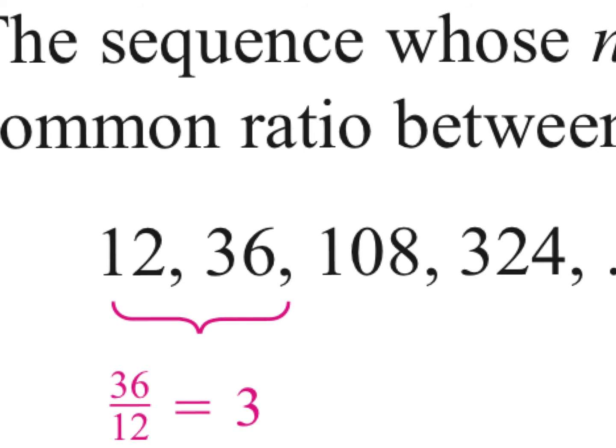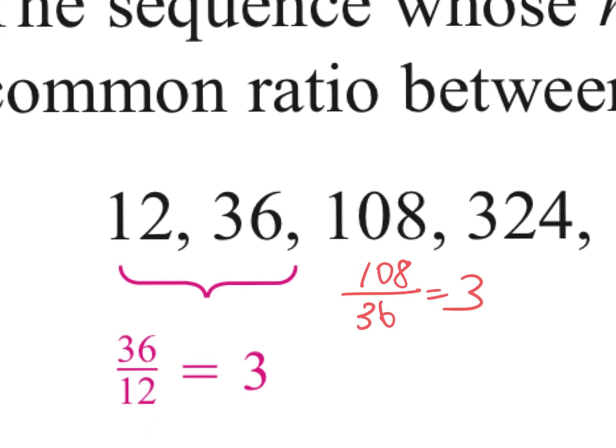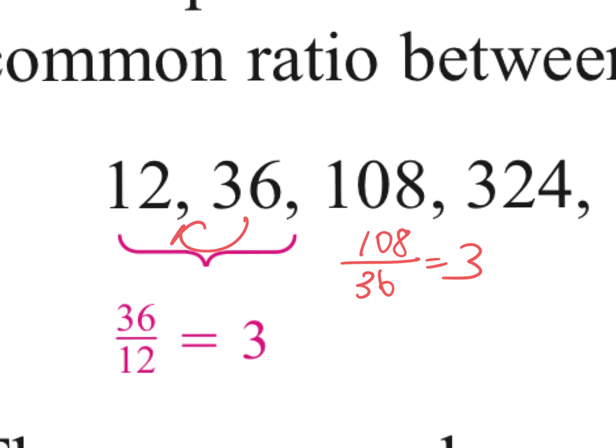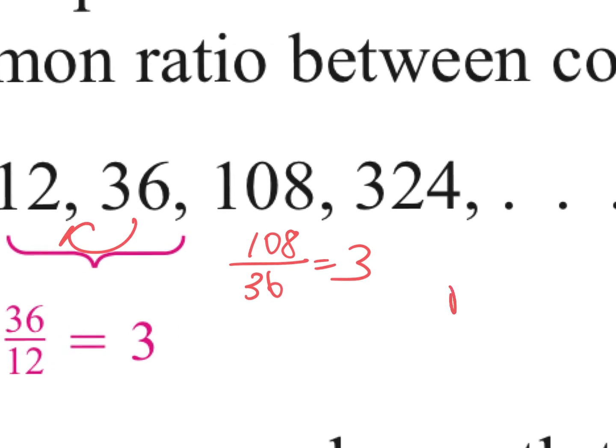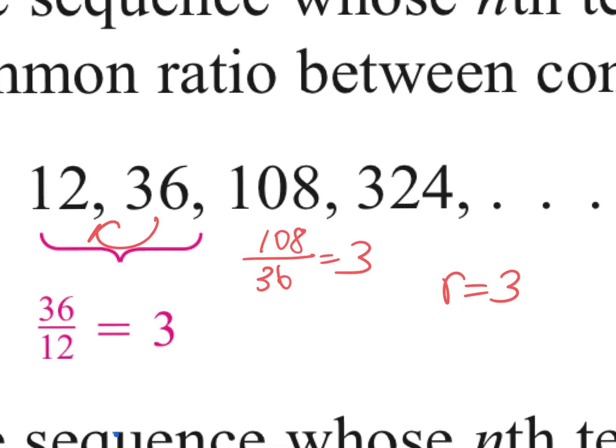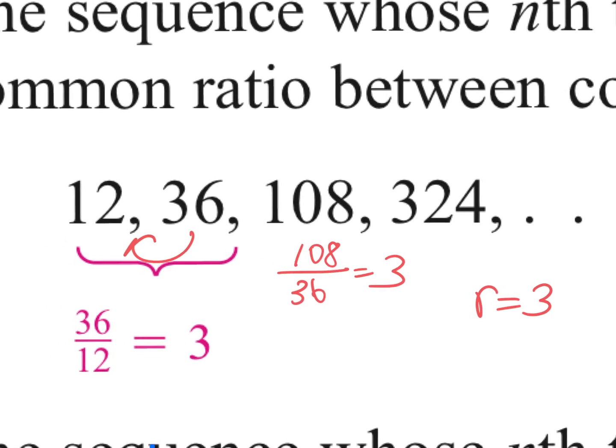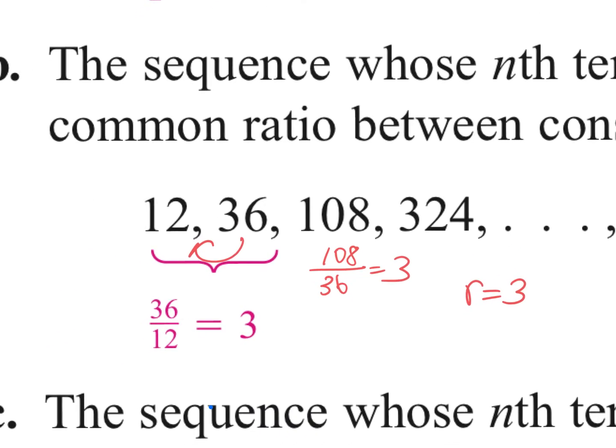But as the numbers get bigger, like I said, sometimes it's not as evident to see. So you can just take one of the terms. You could take 108 and divide it by what? What would I divide it by? 36. And what's that going to give me? 3. You can take 36 divided by 12, you get 3. So your common ratio in this sequence is 3. Does that make sense? So remember, geometric is multiplying.